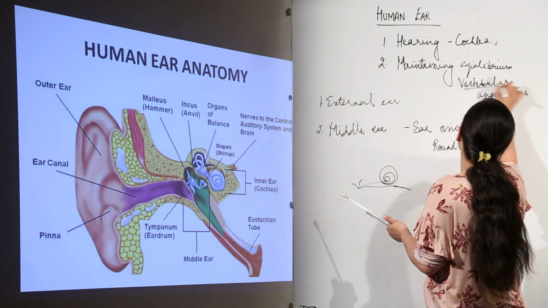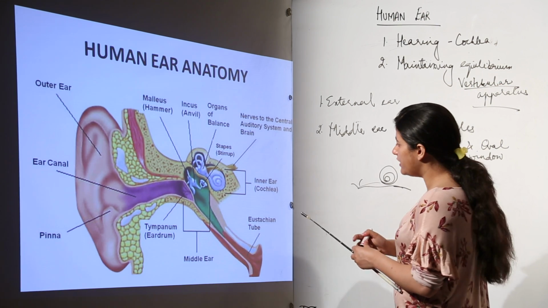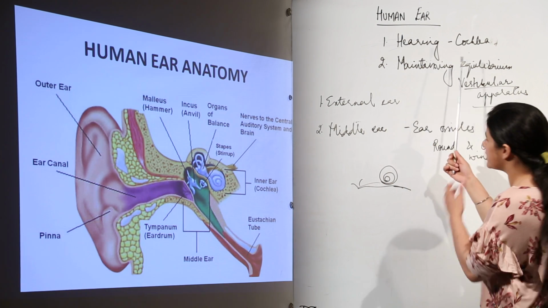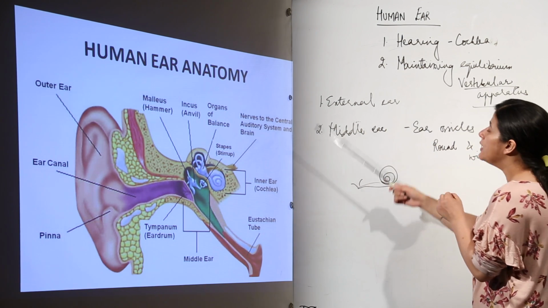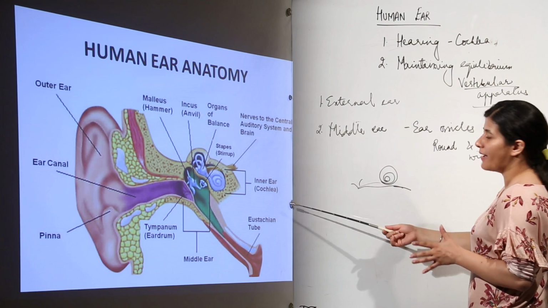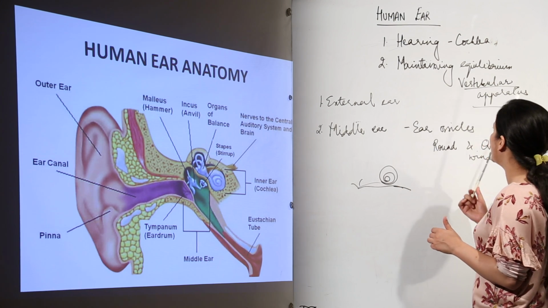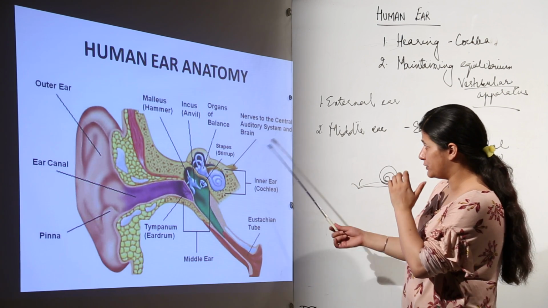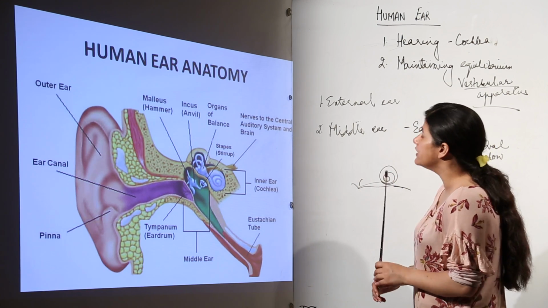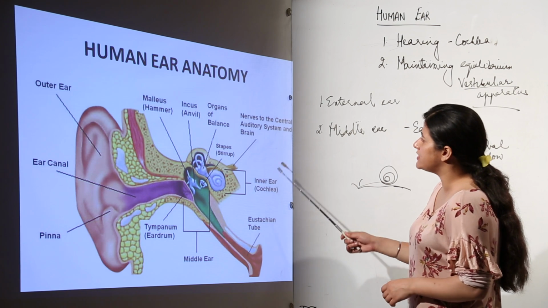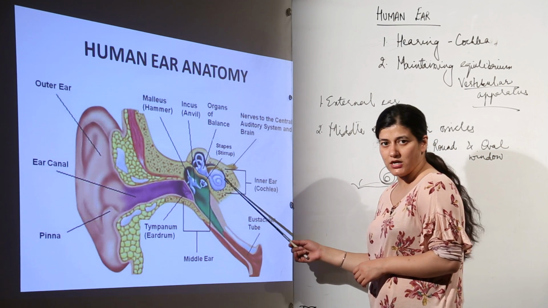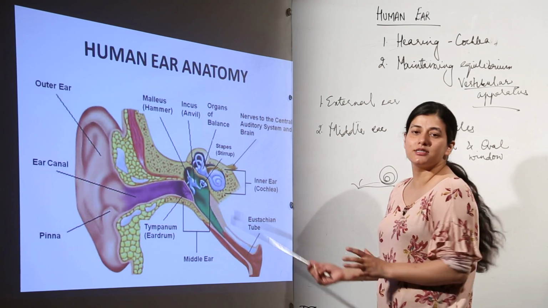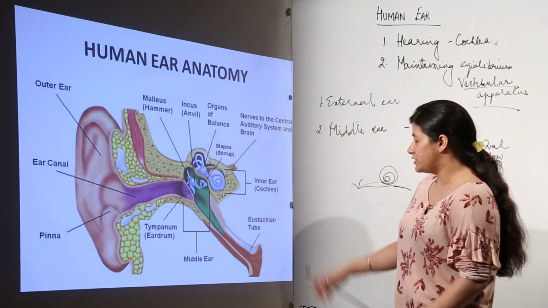Okay. So these two parts of the inner ear are responsible for the functions. Hearing is taken care of by the cochlea, while maintaining the balance in the body is taken care of by the vestibular apparatus. So this is all about the ear anatomy, and we do see that there is a supply of nerves to the cochlear part for the auditory system of the brain.